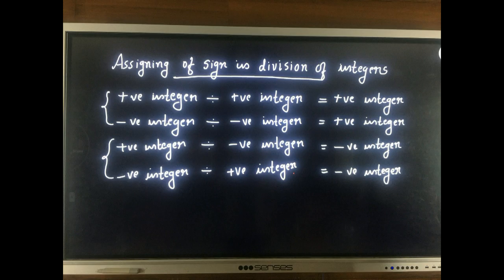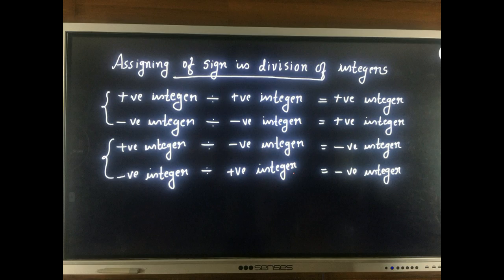Our next section is assigning of sign in division of integers. There are four statements. First one, positive integer divided by positive integer equals positive integer. Second one, negative integer divided by negative integer equals positive integer. In the first two cases, both integers have the same sign, which means they are like integers. For division of like integers, the quotient is always a positive integer.